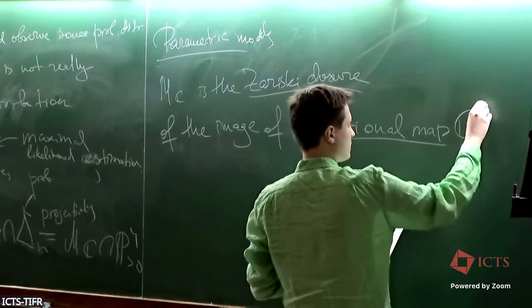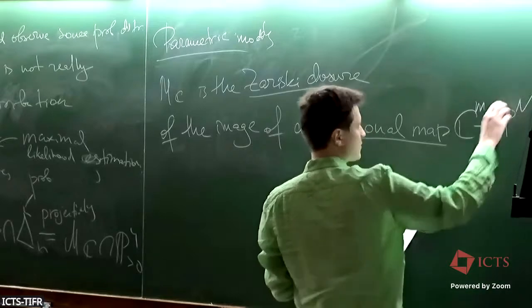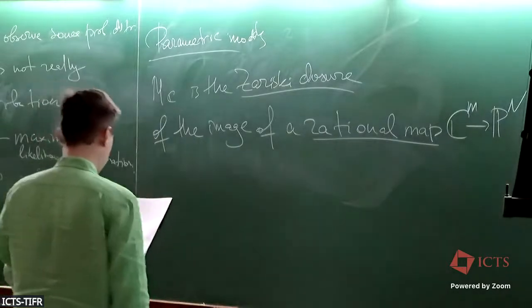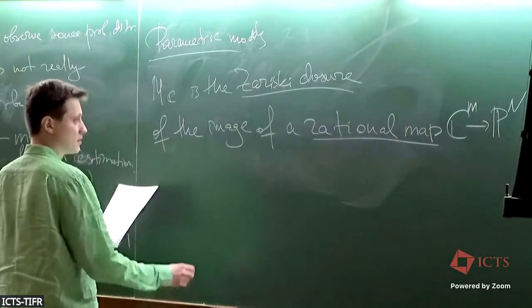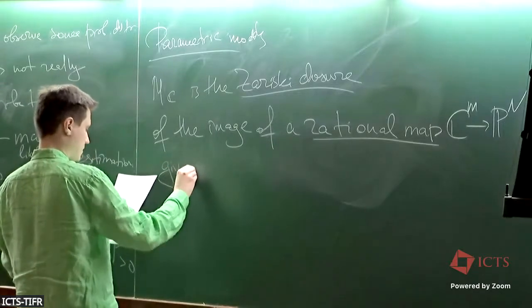So the map goes from C^m to P^n. So m and n are two different numbers. Can you see this? You can see this, good. Okay. So what's the rational map? A rational map is a map given by rational functions.